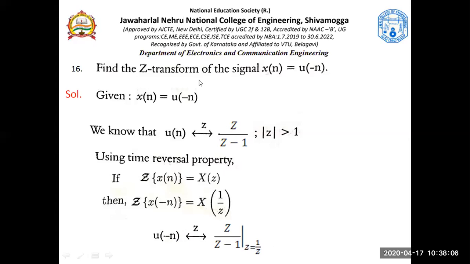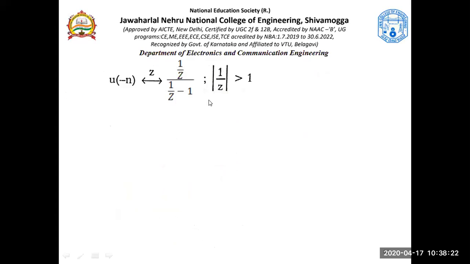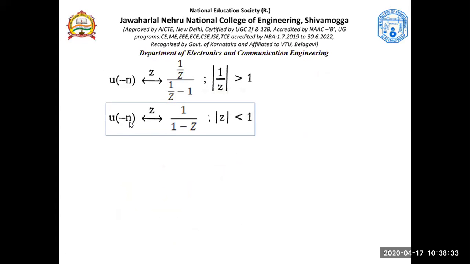Still not done. How does it look? If you replace z by 1 by z, in the region of convergence also you need to replace it. I didn't write it here, I should write that here. In the region of convergence, z has to be replaced by 1 by z. So if 1 by z is greater than 1, it is as good as saying z is less than 1. So the z transform of u of minus n is 1 by 1 minus z, with z less than 1.